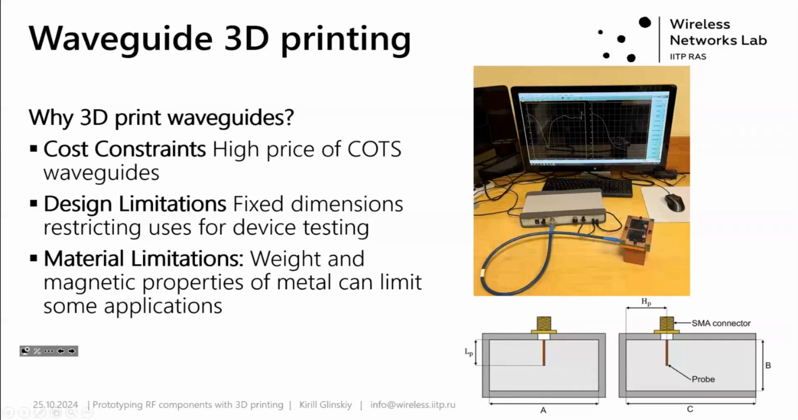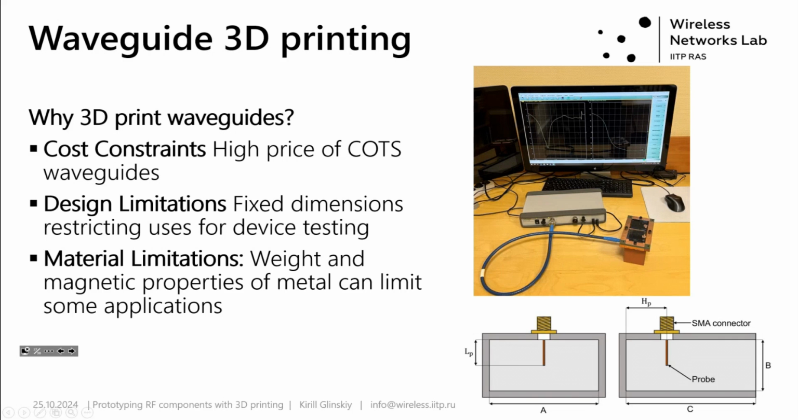So first of all, the part that we have 3D printed and successfully measured is the 3D printed waveguide. The waveguides are just rectangular conductive boundaries in which the wave can propagate with some specific characteristics like propagation modes and experience much less power loss compared to just the free space propagation.